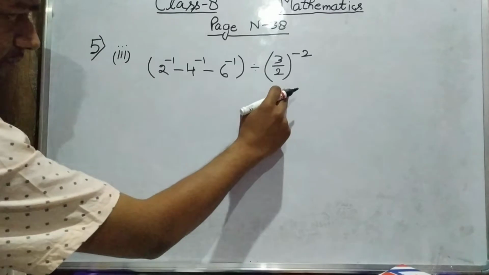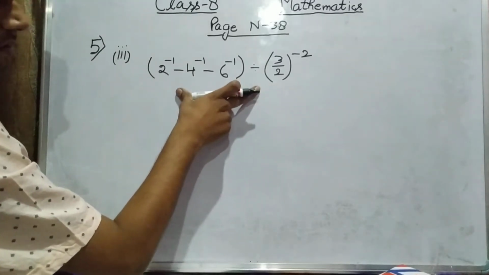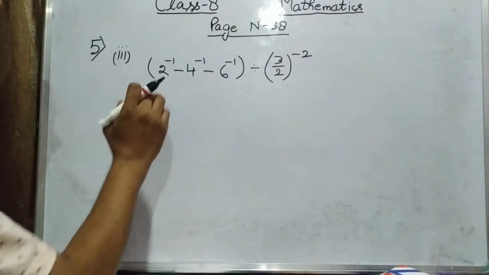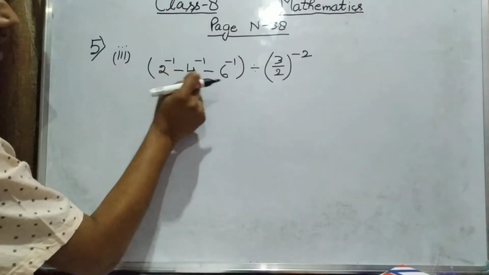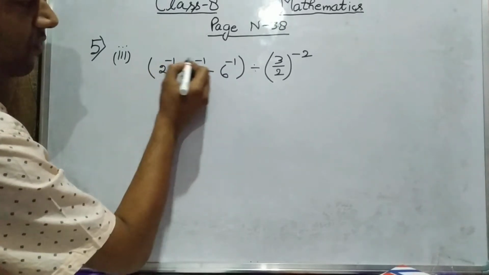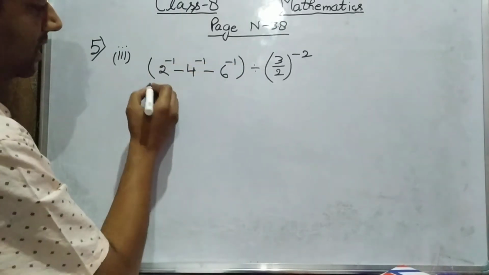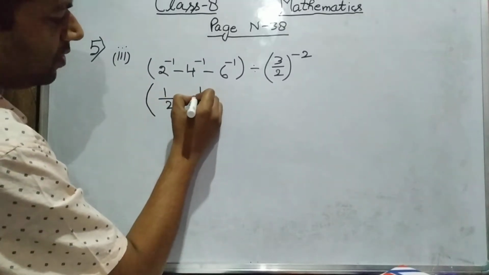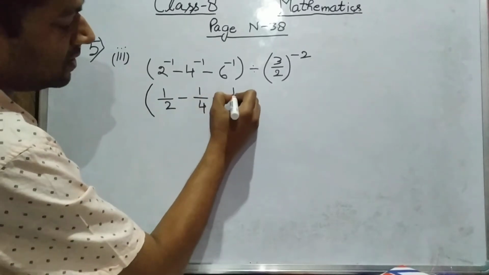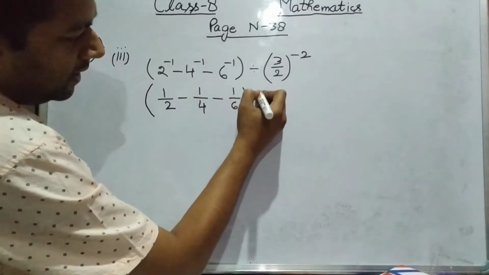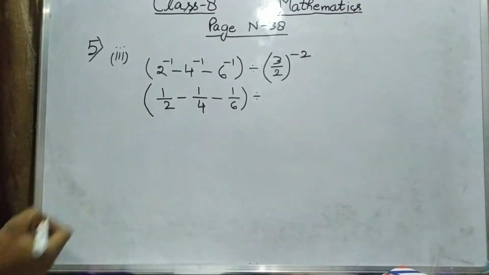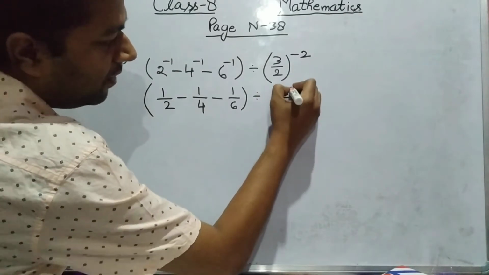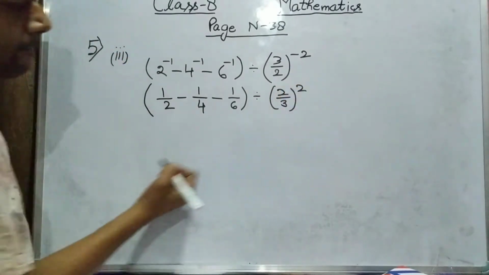Here we have already studied the laws of the exponents. Now apply those laws here. We can see the minus sign is there, so check the powers, minus 1. Solve it: 1 upon 2 minus 1 upon 4 minus 1 upon 6, divided by... Just convert the power to positive. While we convert, it will be the reciprocal.